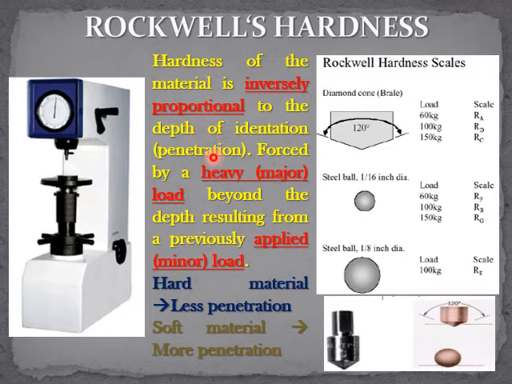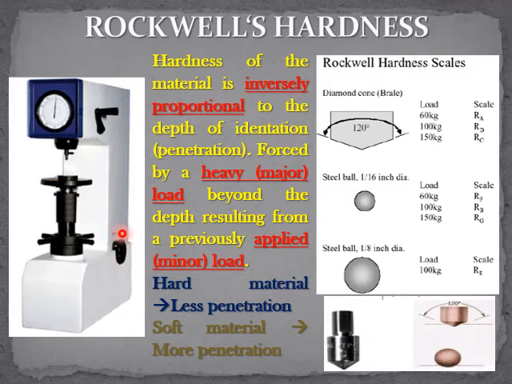As hardness and penetration are inversely proportional, a hard material will produce less penetration, whereas a soft material will produce more penetration. This shows the Rockwell's hardness testing machine. You have a dial which reads the applied load, a plunger to hold the indenter, and the specimen whose hardness has to be measured. You have a hand wheel to screw and tighten the specimen.